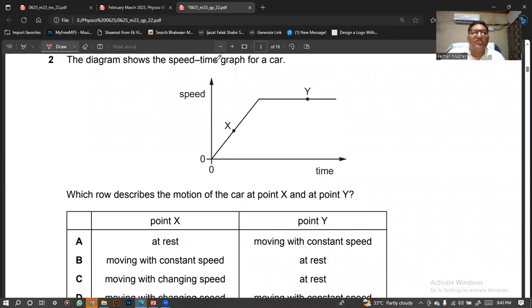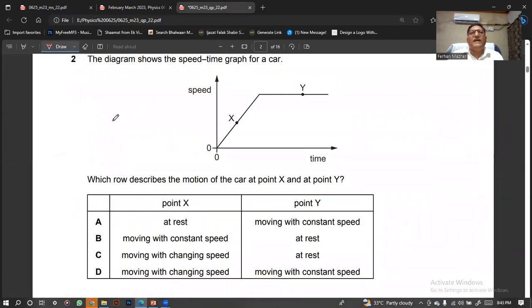Okay, so here we have question number two, and it says the diagram shows the speed-time graph for a car. On the y-axis we have speed, on the x-axis we have time. Which row describes the motion of the car at the point X and at the point Y? Here, the speed of the car is increasing uniformly, which means the acceleration is uniform. Here, the speed of the car is constant. It's not changing. So at X it is moving with changing speed, and at Y, moving with constant speed. Okay, so I think D is the right choice, sir.